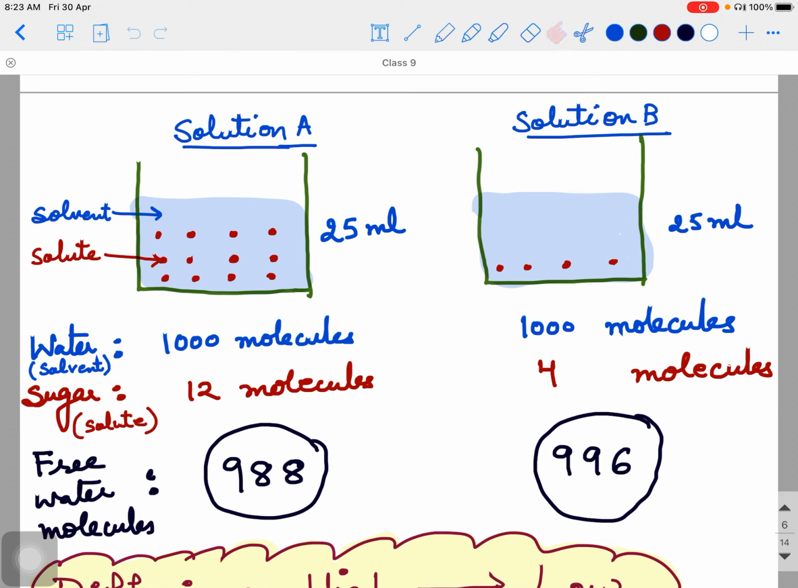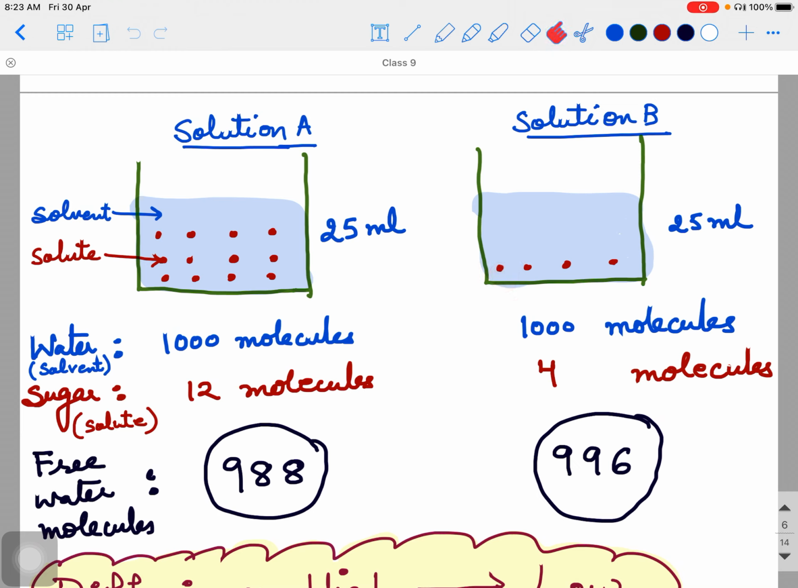Right? So what is the difference? If solute and solvent are same in solution A and B, what is the difference between these two solutions? The difference is in the amount of solute particles. You can see in solution A, solute particles are more. In solution B, solute particles are less.